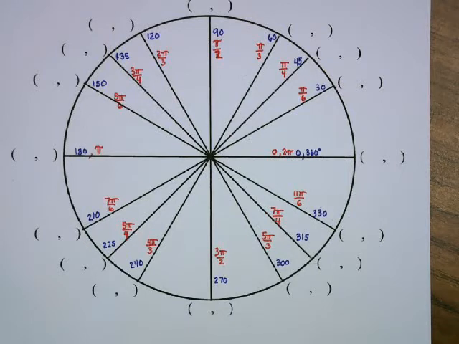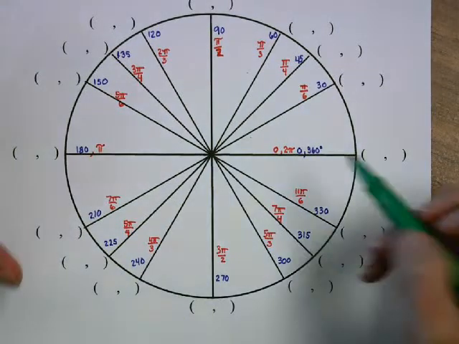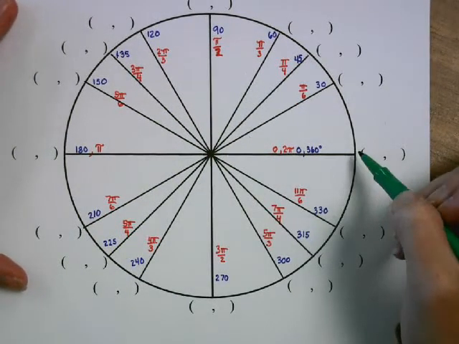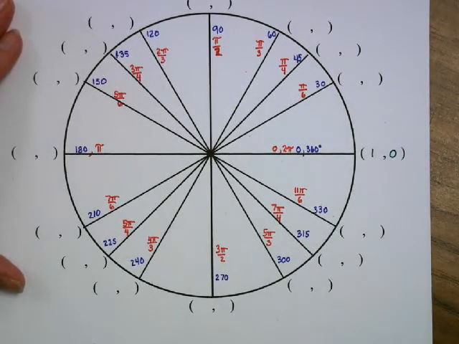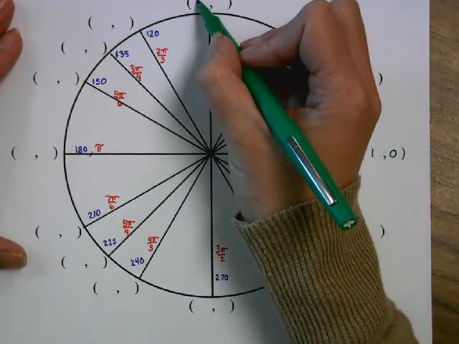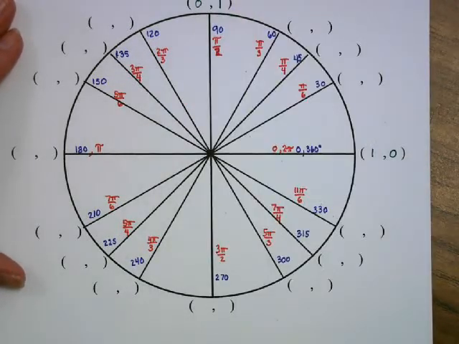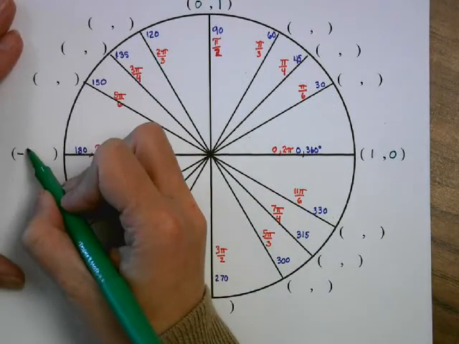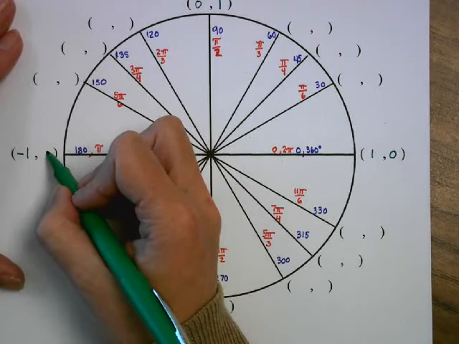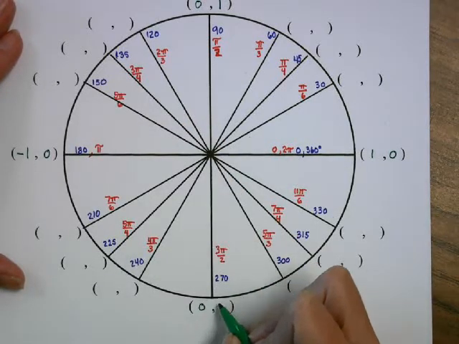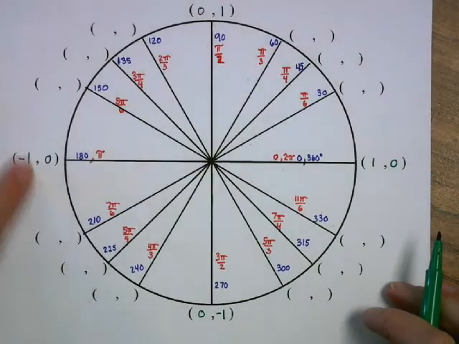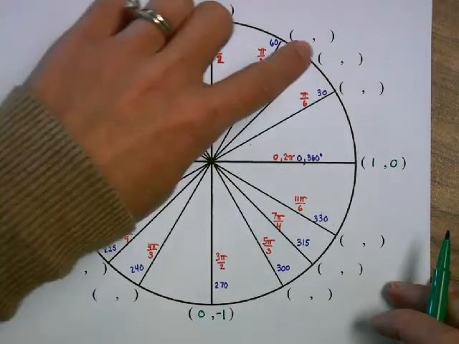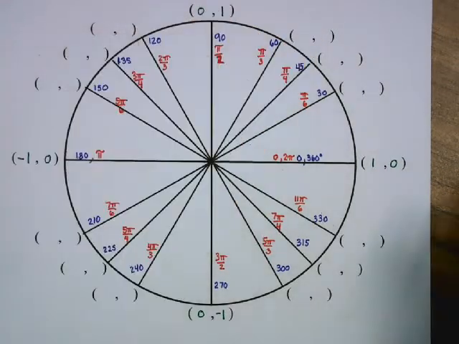The next thing we're going to do is fill in the coordinates. And again, this is the origin. This distance is 1, which means this has an x value of 1 and a y value of 0. Straight up, this is going to have an x value of 0 and a y value of 1. This is going to have an x value of -1, a y value of 0. This is going to be 0, -1. Okay, now we're going to fill in the rest of these coordinates. I'm going to start with the 45s.